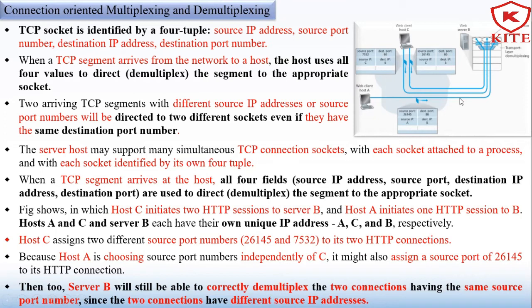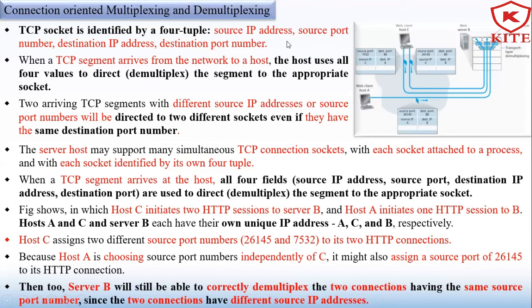When the server host supports many simultaneous TCP connection sockets, each socket is attached to a process and each socket is identified by its own four-tuple. These four values are the source IP address, source port number, destination IP address, and destination port number.